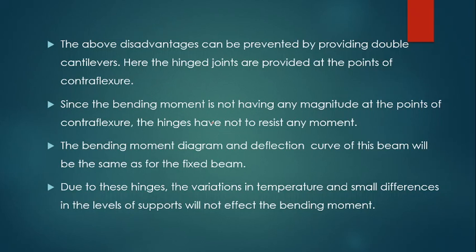Since the bending moment has no magnitude at the point of contraflexion, hinges do not resist any moment. The bending moment diagram and deflection curve of the beam will be the same as for the fixed beam. It will not change with the addition of these hinge joints. Due to these hinges, variation in temperature and small differences in the levels of support will not affect the bending moment.